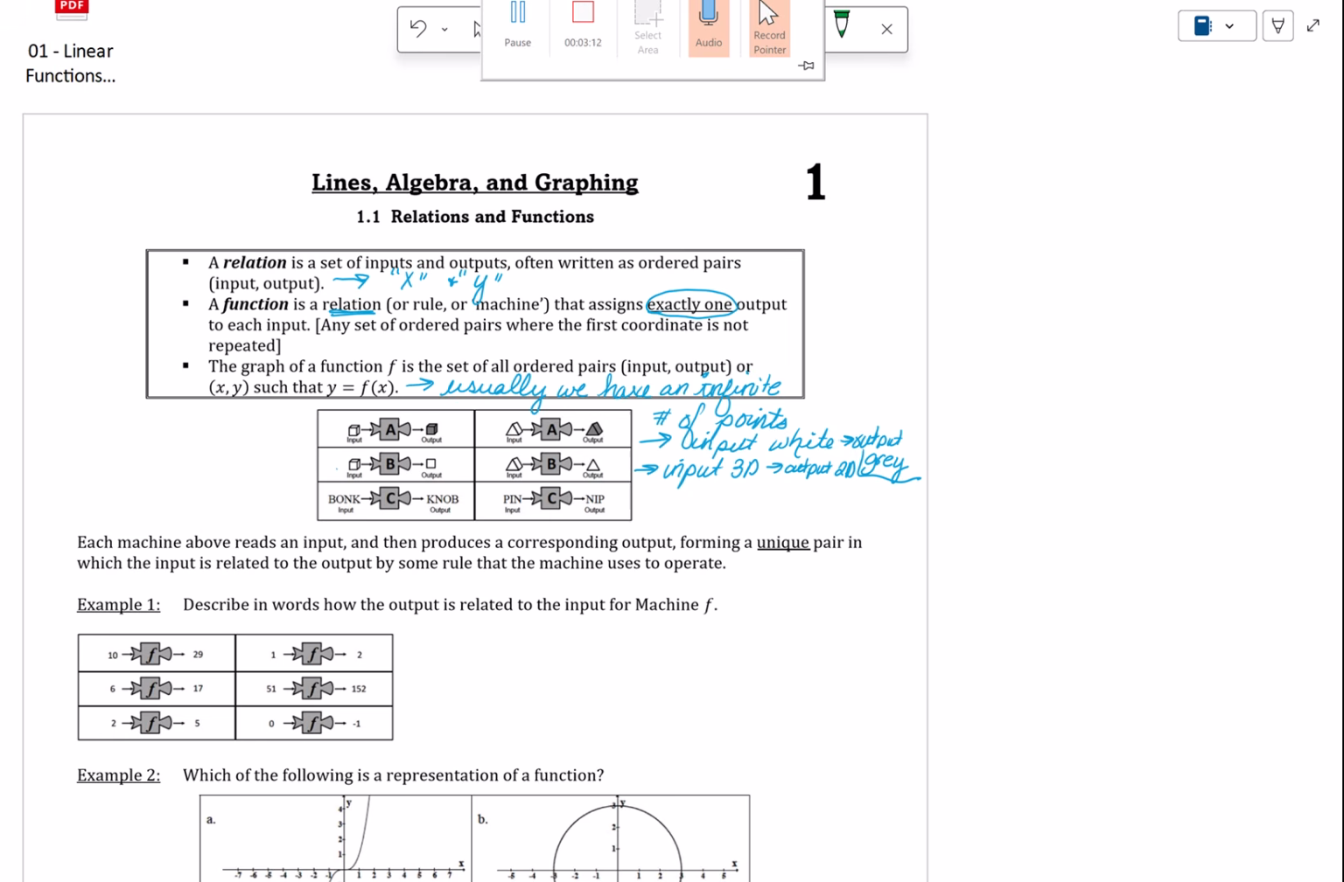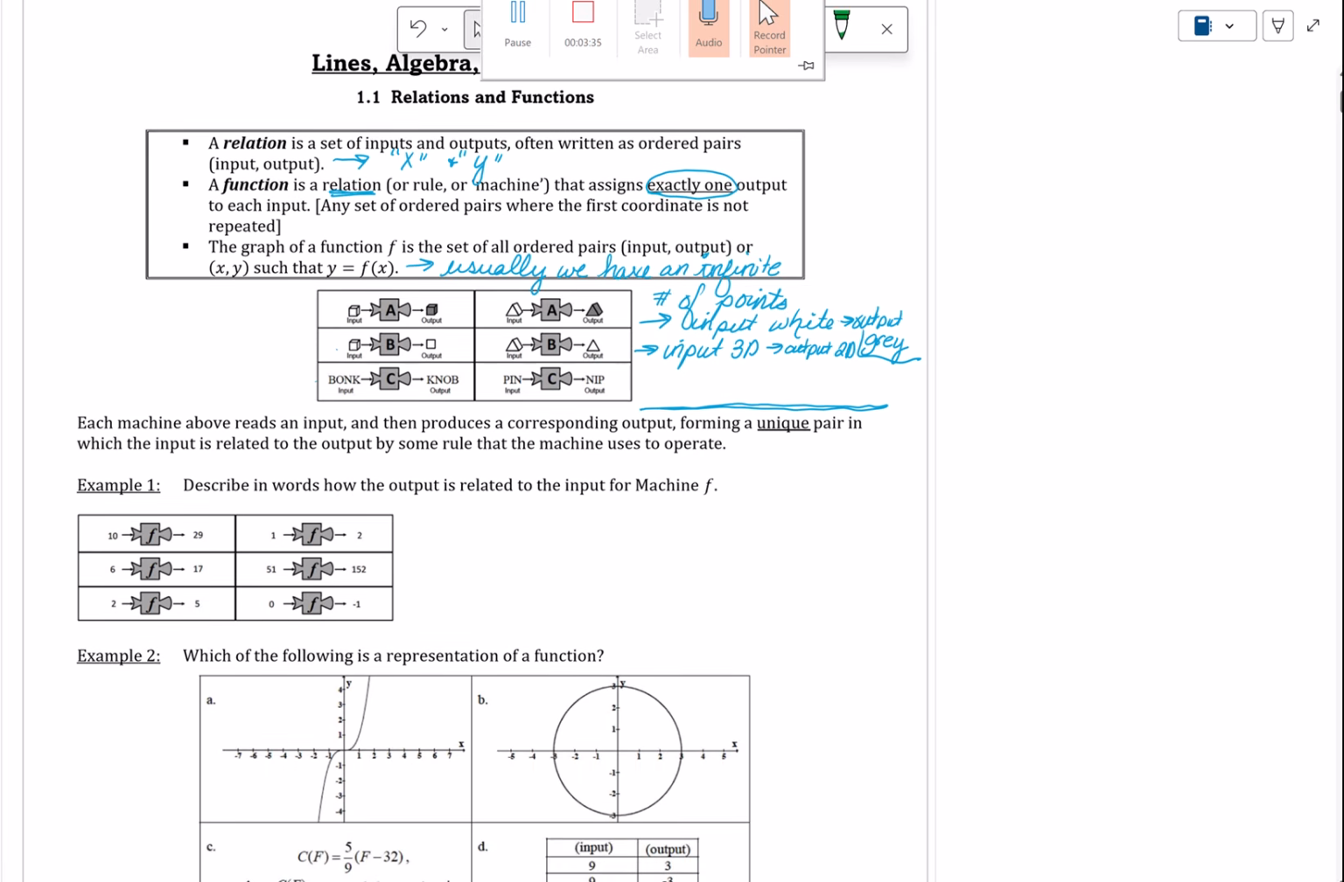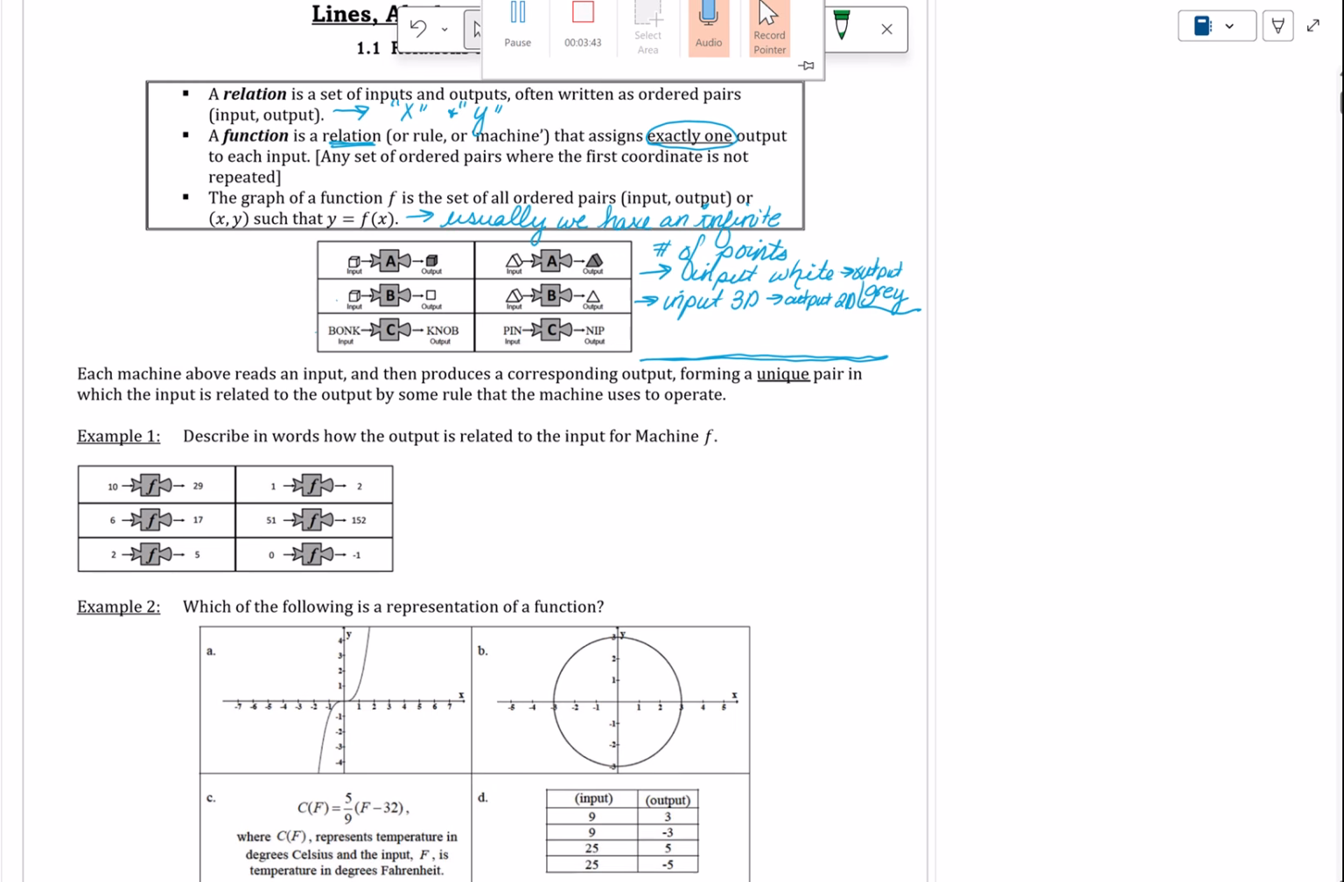Try to think of what this next one is, see if you can figure out what this function is doing. I'm going from bonk to knob, and then from pin to nip. So they're doing the same function, but what's it doing? A lot of times in math we do the same thing, but with numbers. Each machine, you're putting in an input and then comes an output, and it's a unique pair. So those pairs are always together.